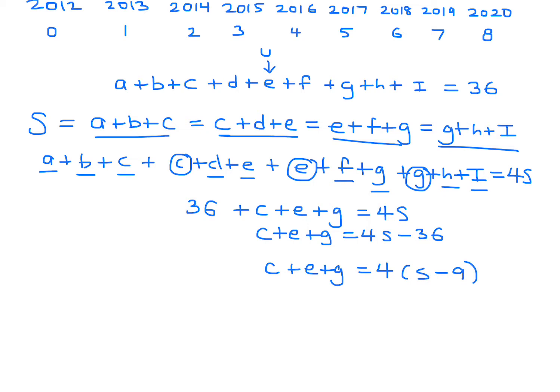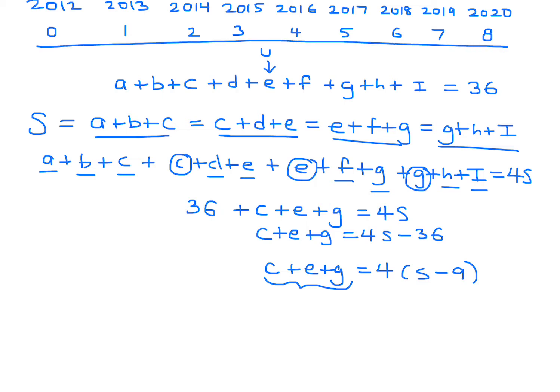Okay, so at this point we have to talk about this. C plus E plus G is obviously some multiple of 4. So we have to think about it by looking at those numbers up there. Now, this sum, C plus E plus G, is obviously a multiple of 4. And the question says we want to make it as small as possible.